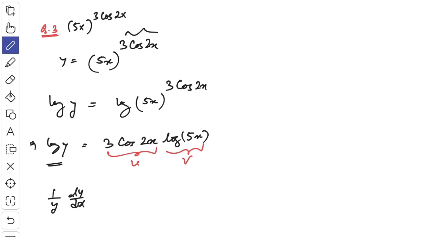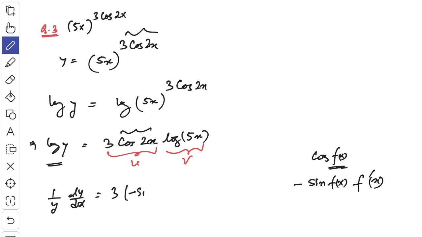Now here you see, on the right hand side, the derivative of 3 cos 2x: you can consider cos of f of x. The derivative of cos x is minus sin x, so here you will get minus sin f of x, then again you have to differentiate this, f dash x. So what are you going to have here, minus sin 2x, and consider this 2x as f of x, then if you differentiate 2x, you will get 2, isn't it? Then into v, that is log of 5x.